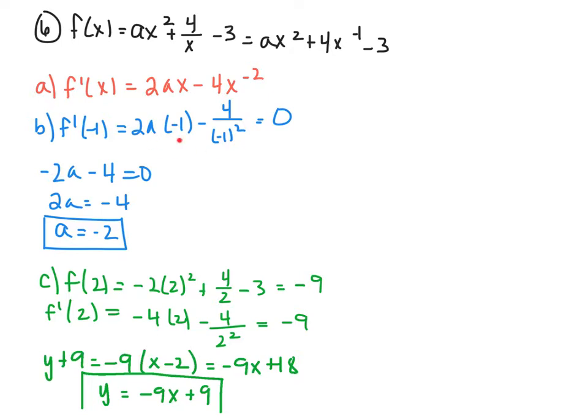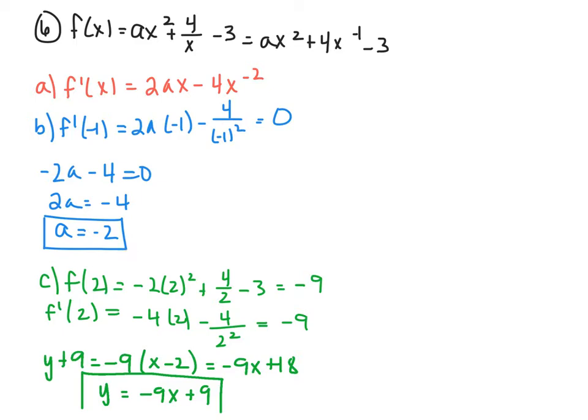You get 2a times negative 1 minus 4 over negative 1 quantity squared. So 2 times negative 1, you get negative 2a. 4 divided by negative 1 squared. Negative 1 squared is a positive 1, so you get minus 4, and we know that's equal to 0. So then if we solve this for a, you get a is equal to negative 2.